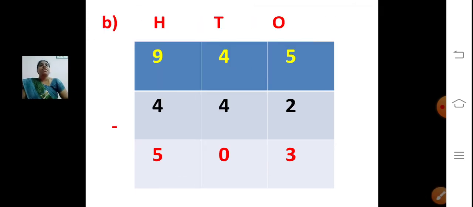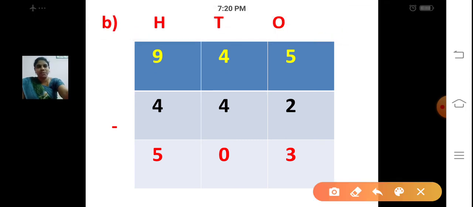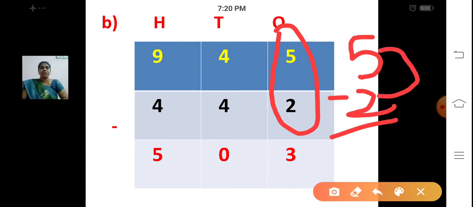Now the B sum. We are going to subtract 945 minus 442. Let's subtract these two numbers. Where will you start? Yes, from the ones place. Let's subtract 5 minus 2. Now tell me, 5 ones minus 2 ones, how will you do the subtraction? Start from number 2 and count forward till you reach 5. After 2, 3, 4, 5. So how many numbers have we counted? 3. 5 minus 2 is 3. Write it down.